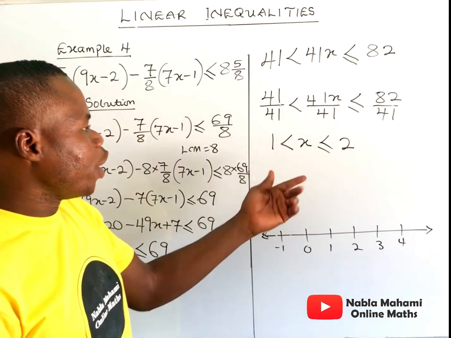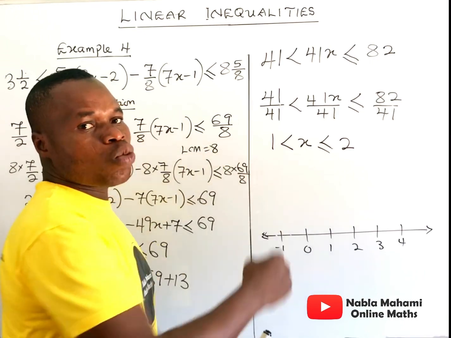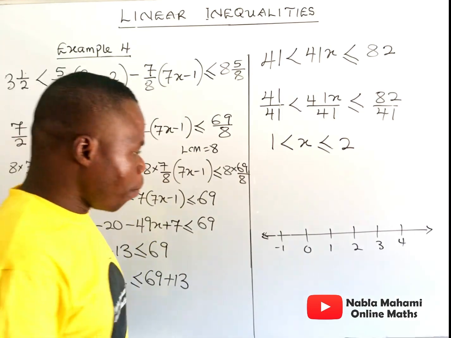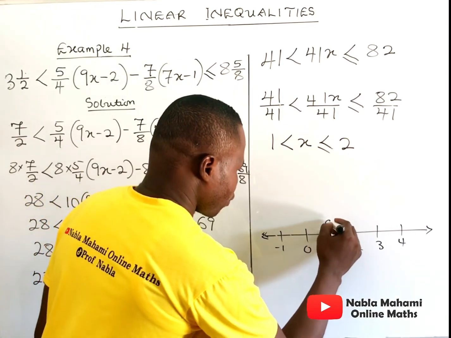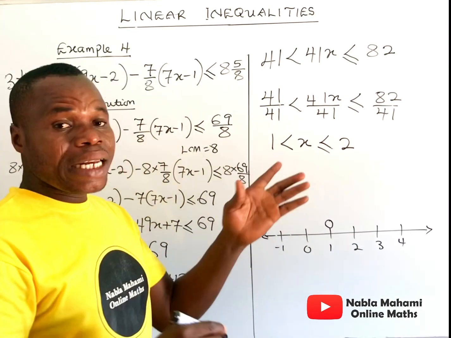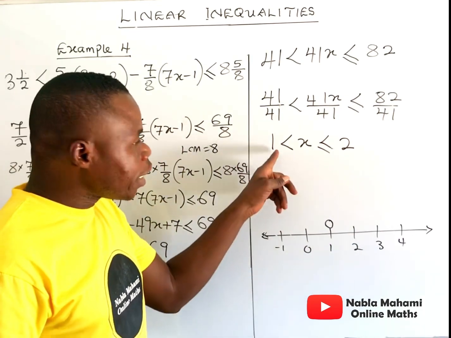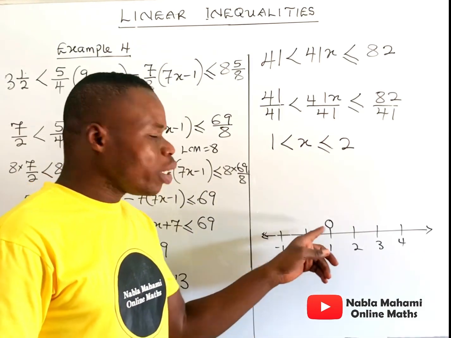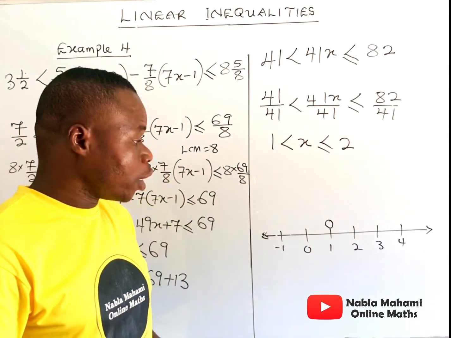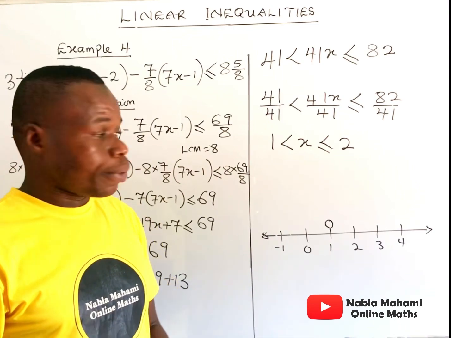Now, to graph this one, you first look at the value here, which is 1. So you go to 1 and put your circle there. And you look at this sign. Is it less than, less than or equal to, greater than, or greater than or equal to? So you see that here it is less than. So since it's less than, we are going to leave this circle unshaded. So it's going to be an open circle.